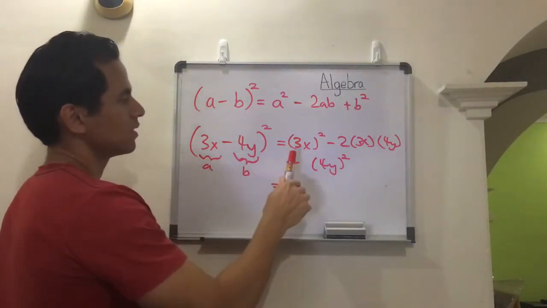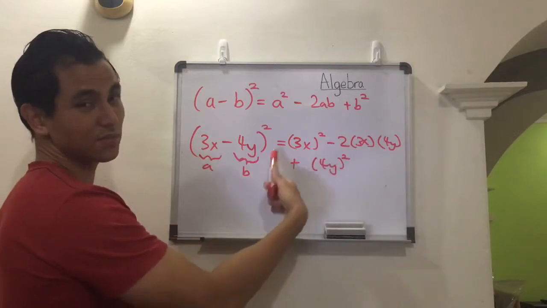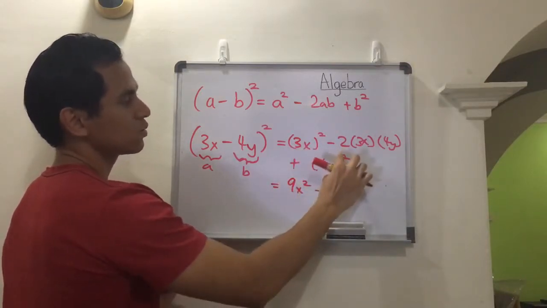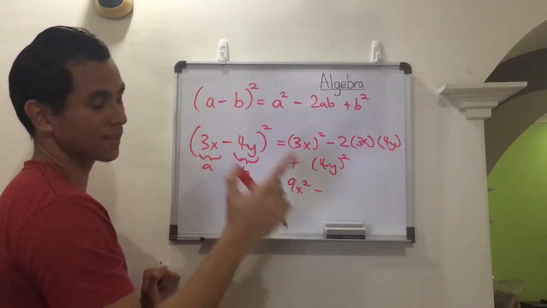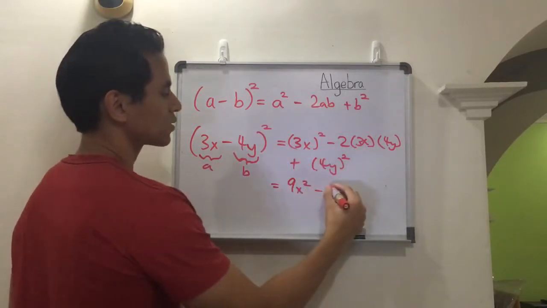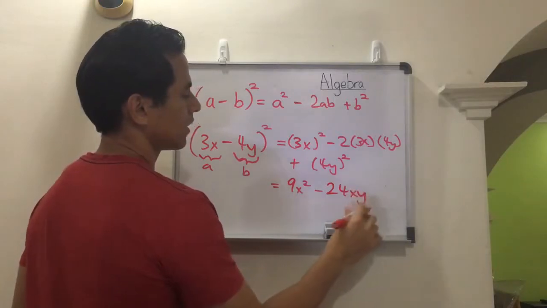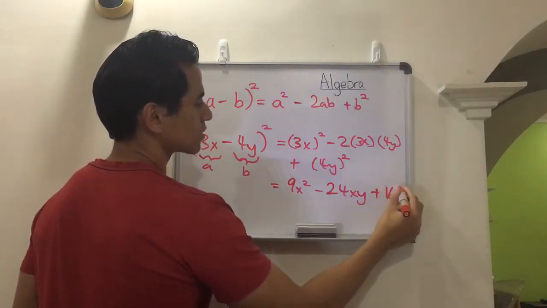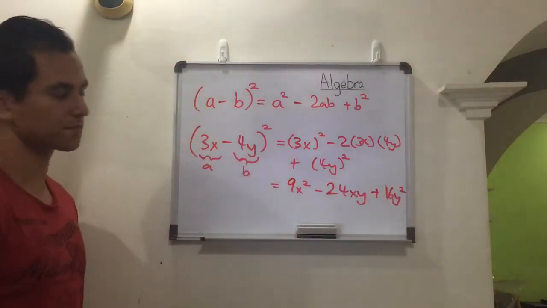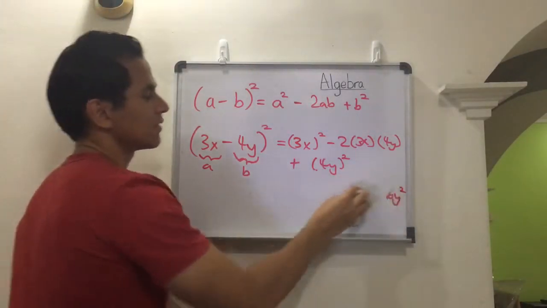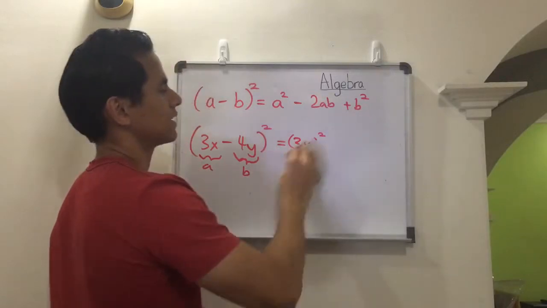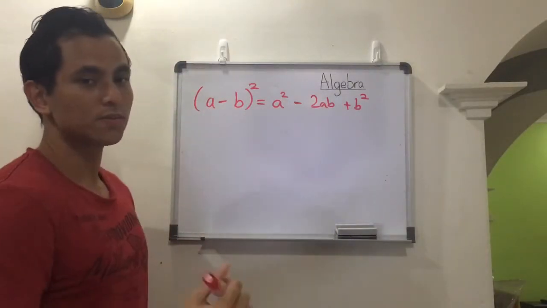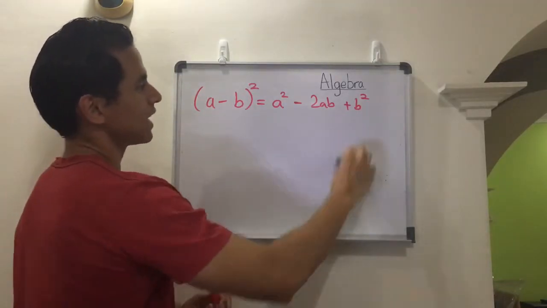So now, let me just finish this question. This will be 9x squared minus 2 times 3 times 4, which will be 12 times 2, 24. So 24xy, and then this will be 16y squared. So plus 16y squared. So this is the final answer. Okay, now we move on to the last one. The last identity.